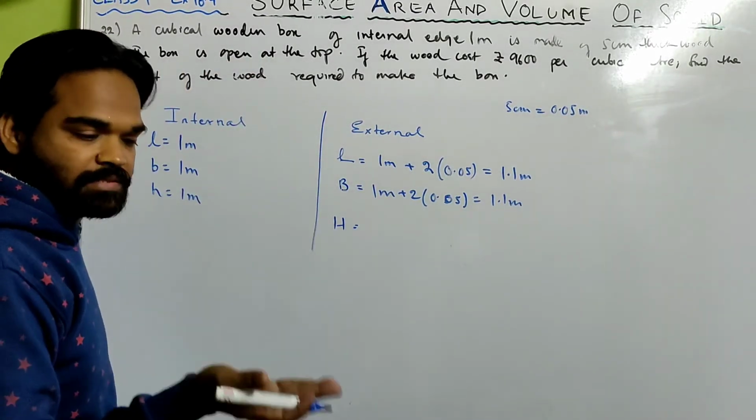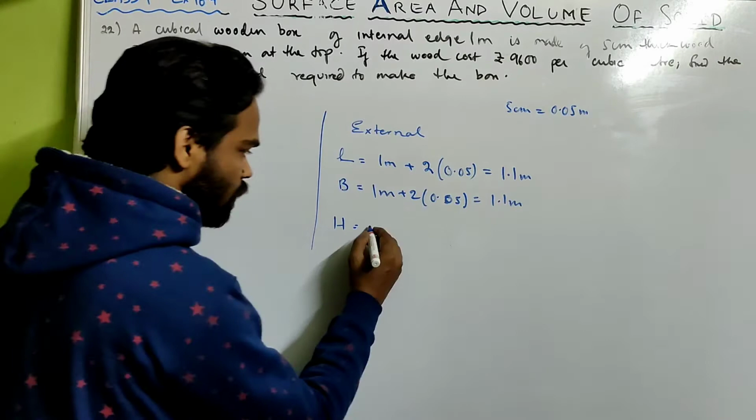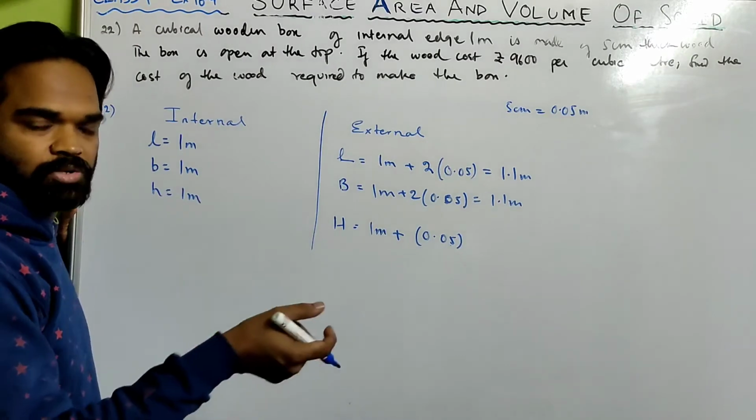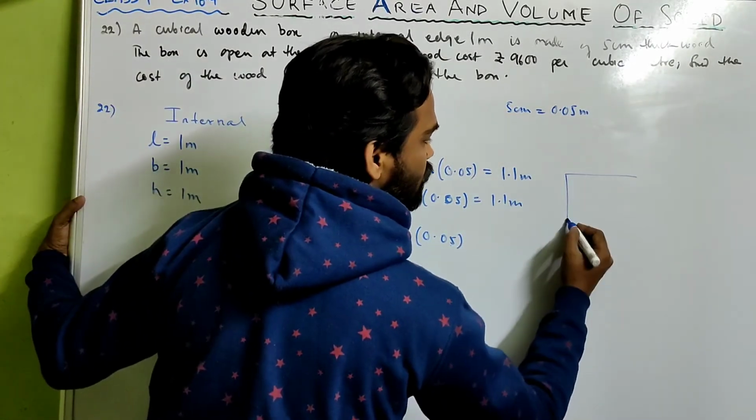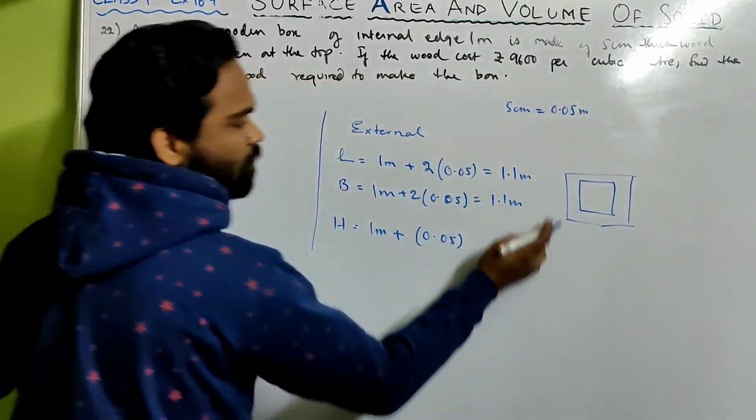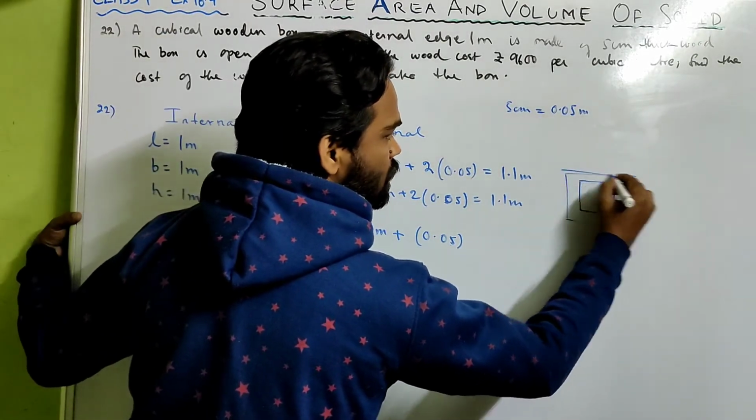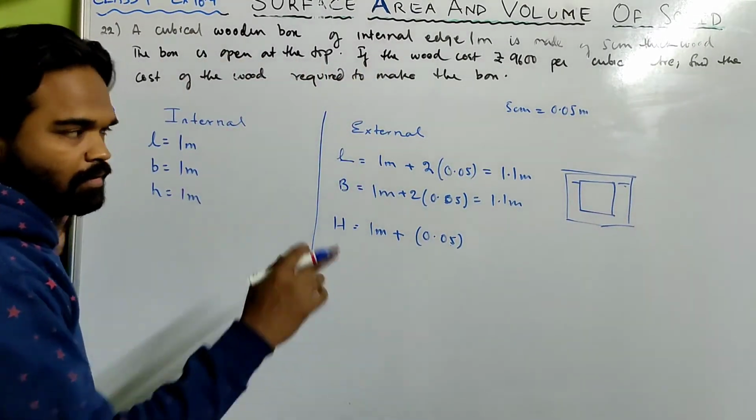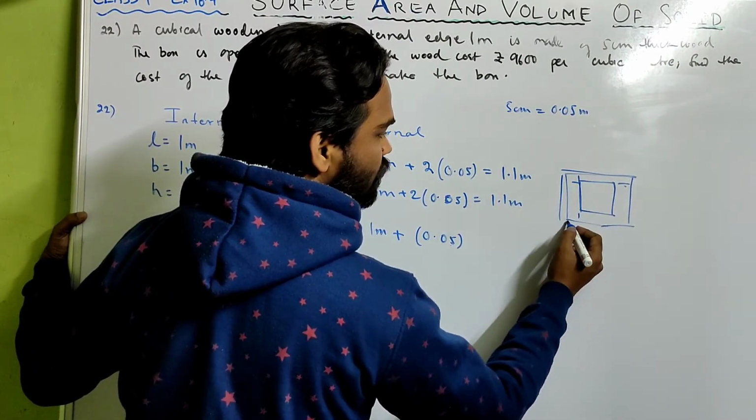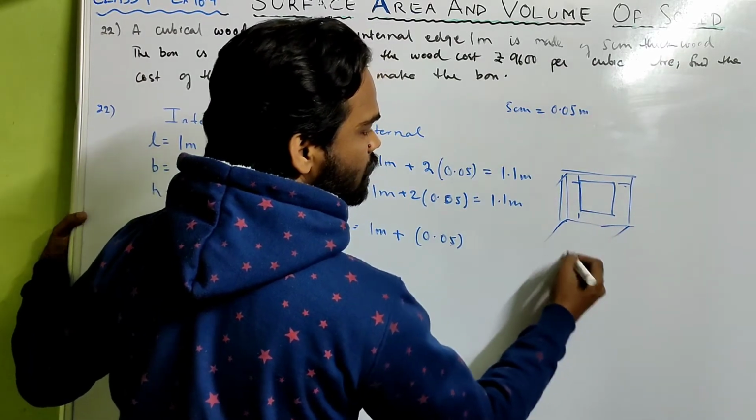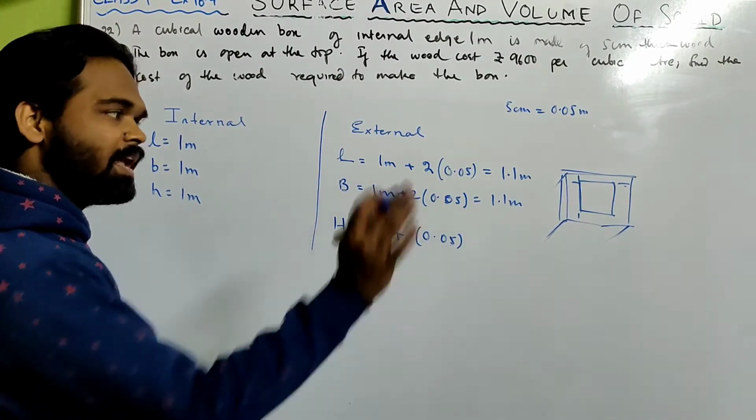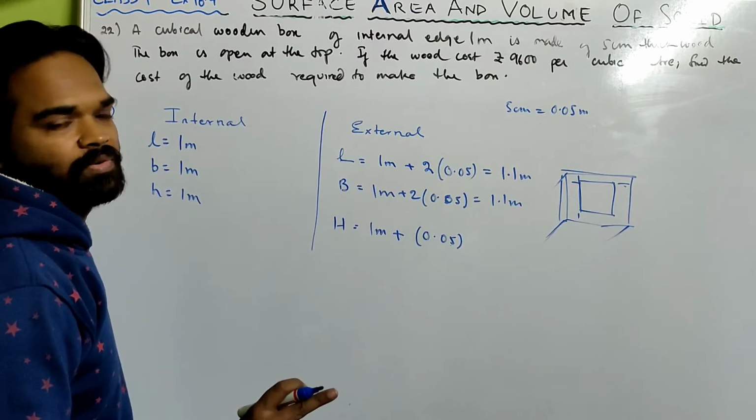But when it comes to height, since the box is open, it will be internal plus 0.05, the thickness, not twice, because the topmost portion, when you see it from the top, is something like this. For the length, you add twice the thickness. For the breadth, you add twice the thickness. But when it comes to height, only one time the thickness. Is it clear? If it is closed, then twice the thickness of the wood.